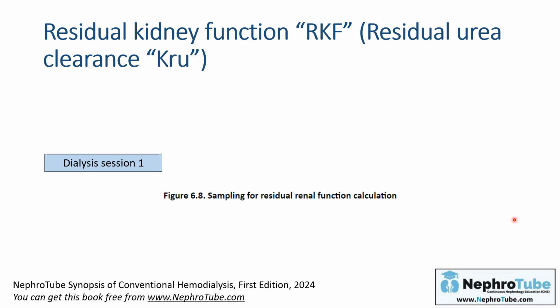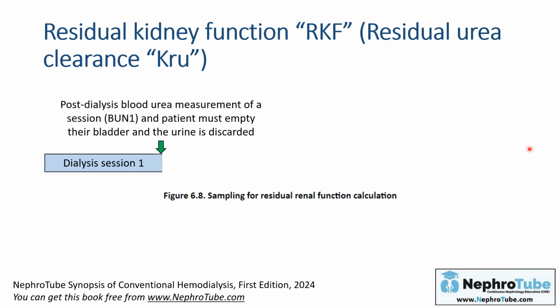How to calculate Kt/V? First of all, this is the first dialysis session. After the session, you have to take post-dialysis blood urea, and we will call this blood urea nitrogen 1. And at this point, the patient must empty his bladder, and this urine is discarded. The patient must empty his bladder in your unit.